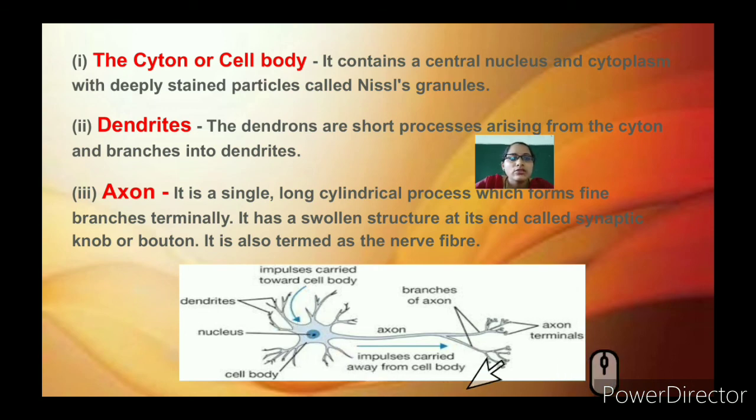So what does the axon do? It is a single long cylindrical process which forms fine branches terminally. These are the terminal branches. The axon has a swollen structure at the end called the synaptic knob or the button. Here the signal gets transmitted, and there is a synapse, a bridge. From this bridge, the next neuron's head gets connected, and it is also termed the nerve fiber.